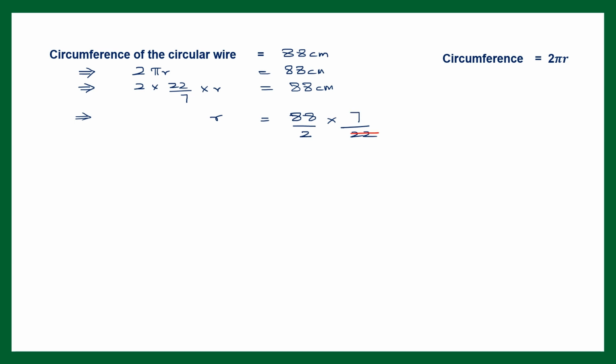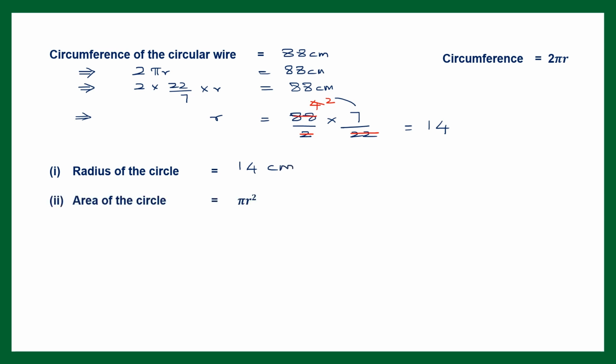Now let's see what we can cancel here. We can cancel 22 and 88. 22 into 4 is 88. I can cancel 2 and 4. 2 2's are 4. So now what do we have? We have 2 into 7, which is 14. So we have found the radius of the circle to be 14 centimeters. Now we are also asked to find the area of the circle, and the formula is pi r square, where r is the radius.